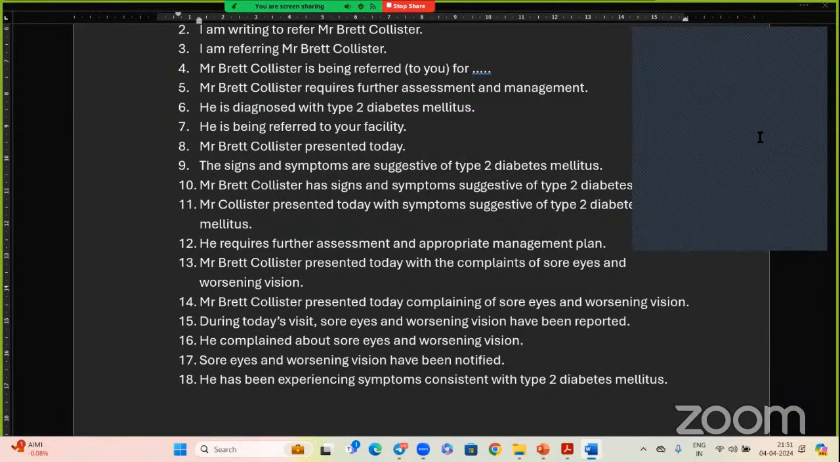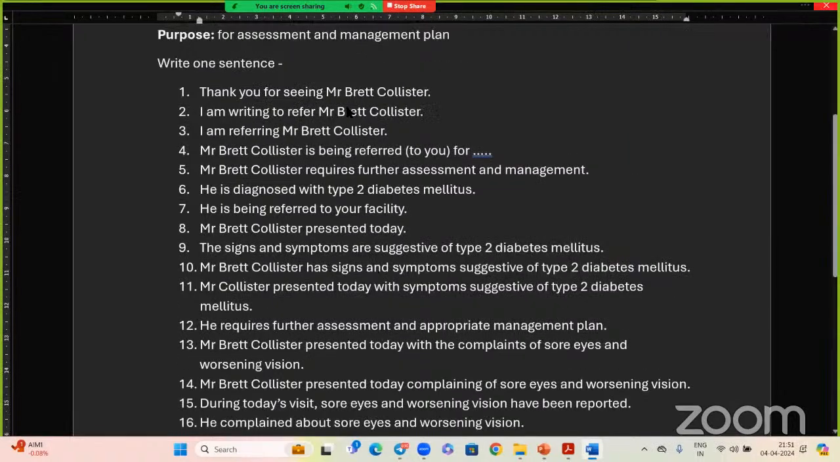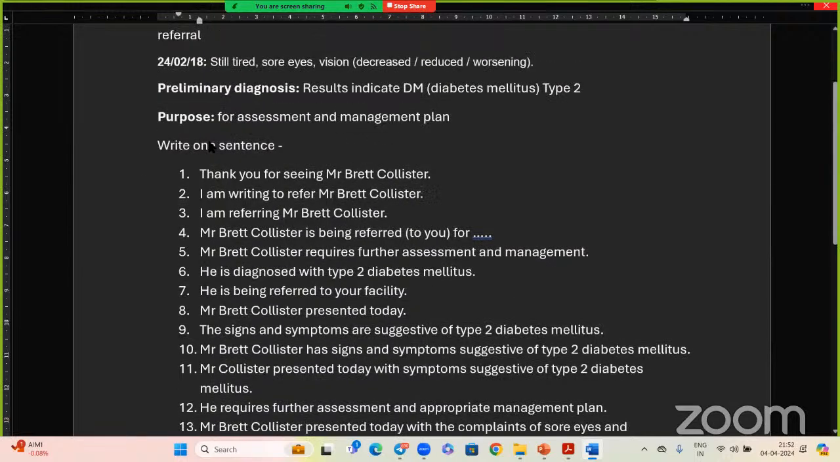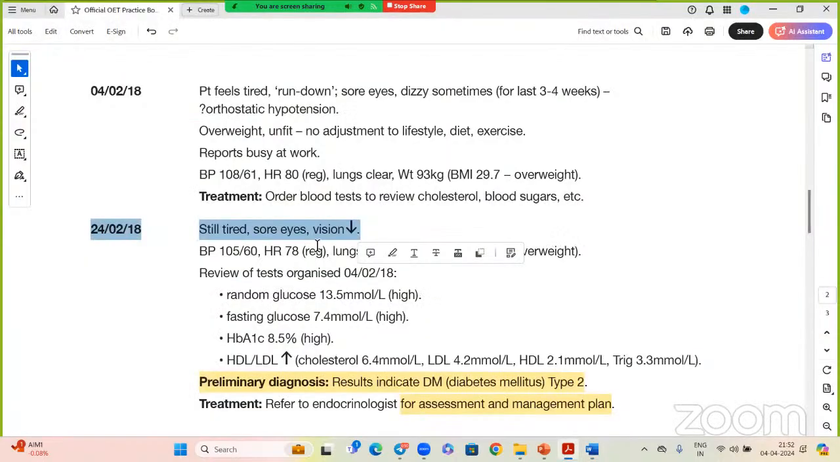Today he presented with a worsened condition or worsening condition. This is one important point we have noticed. These are important, so you are writing these things. What is important and what is not important, that we are checking out. Important things I am marking out like this, yellow, highlighting. Next one.